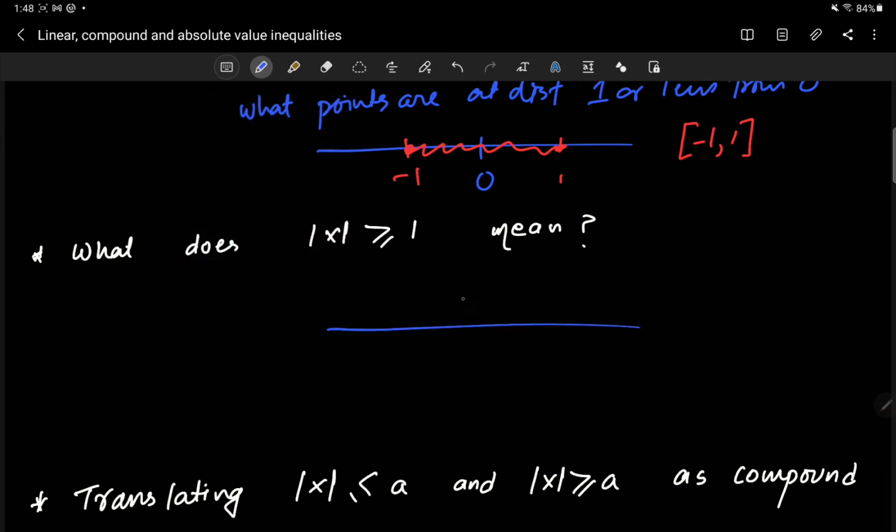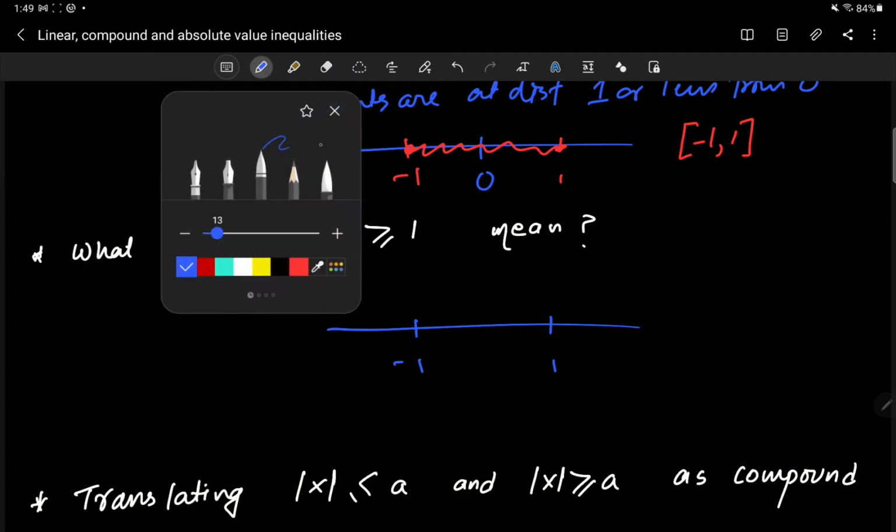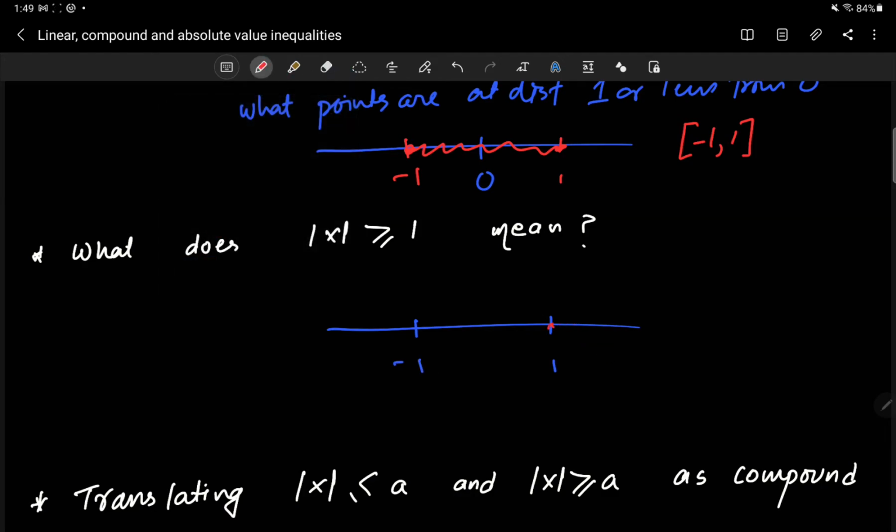In the same way, if the distance is to be greater than 1, then there are a bunch of other points for which this is true, namely anything more than 1 and anything less than -1. So in that case, in interval notation, it would look like -infinity to -1 union 1 to infinity.